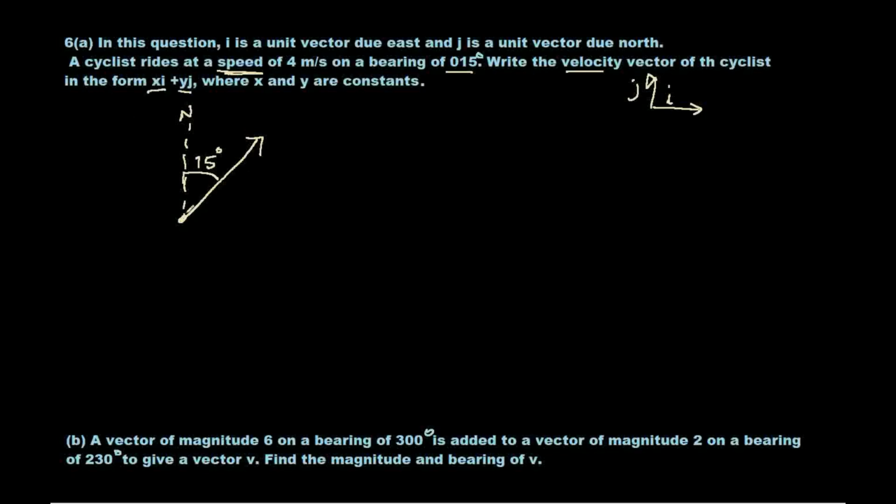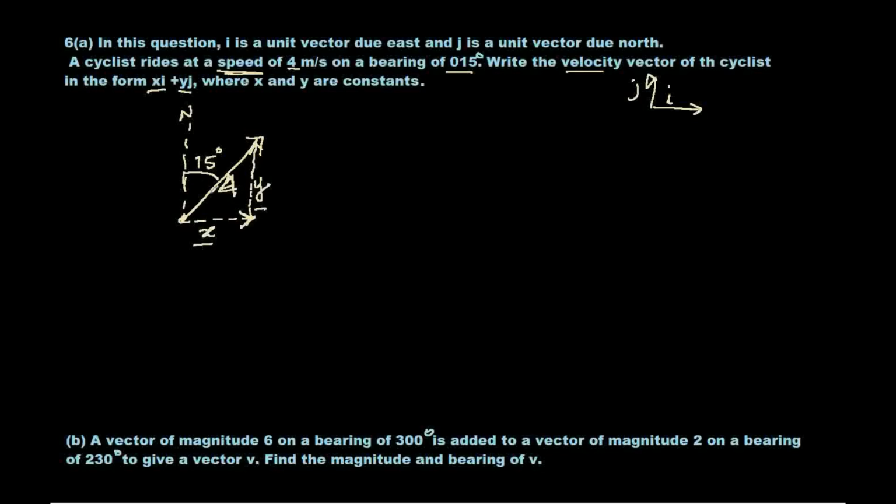So this is the resultant, whose magnitude is 4. So this will be a resultant of some i in this direction. From the head of i we go up and it will become j. So they are saying show it in the form of xi and yj. This is x and this is y. And that's how the resultant of 4, which is the speed, will be achieved in this bearing. So we have to find x and y basically.